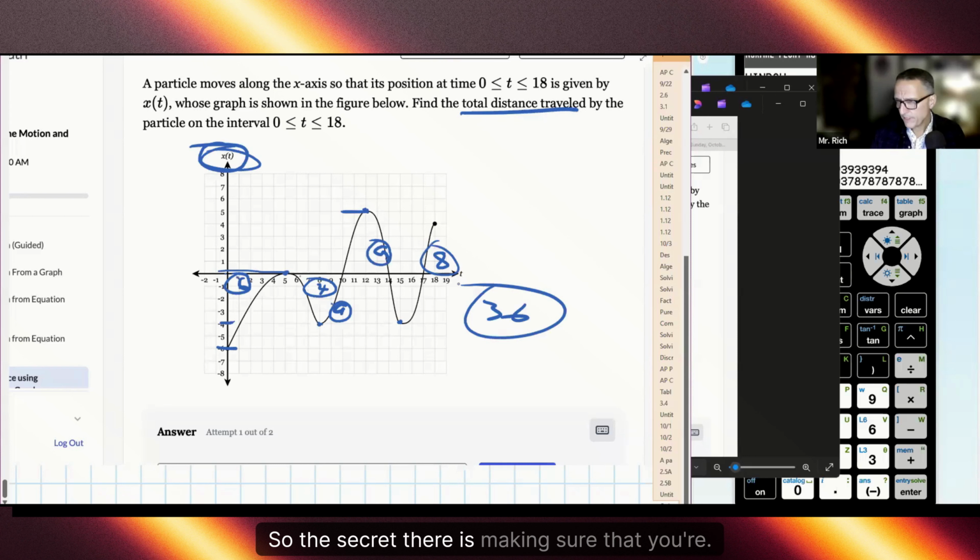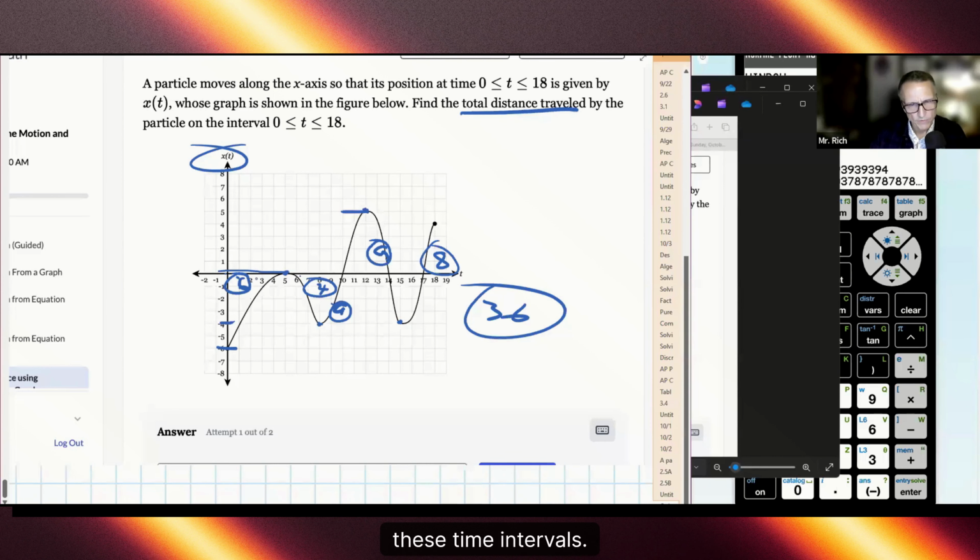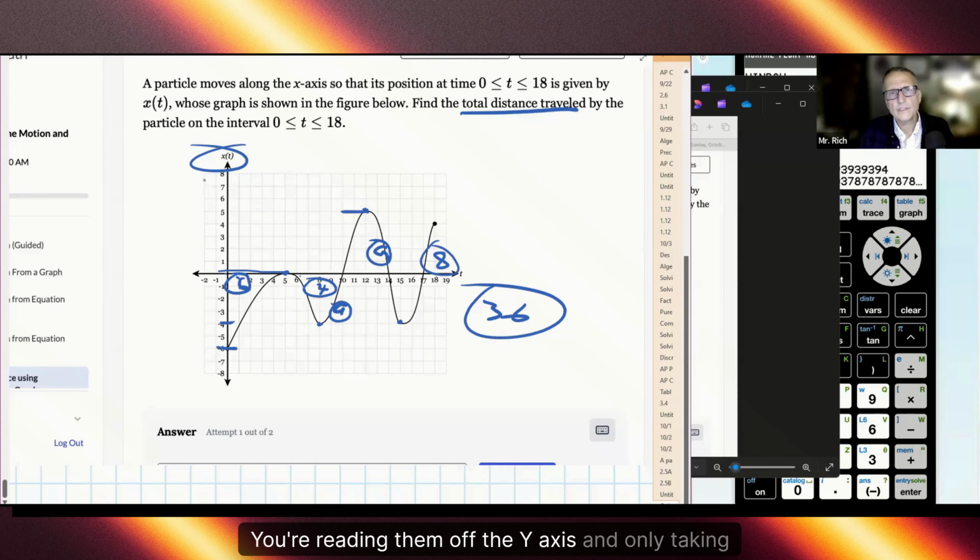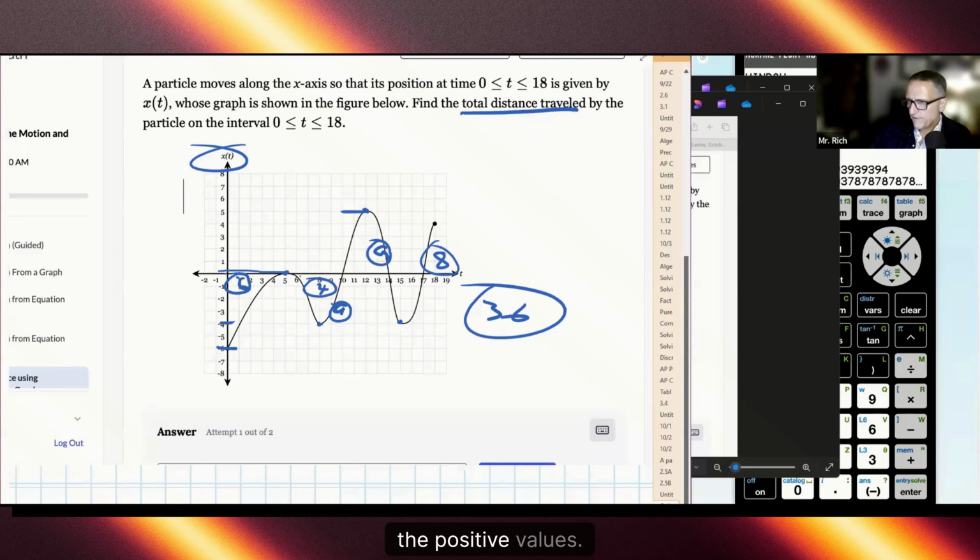So the secret there is making sure that, since you're reading these distances traveled between these time intervals, you're reading them off the y-axis and only taking the positive values.